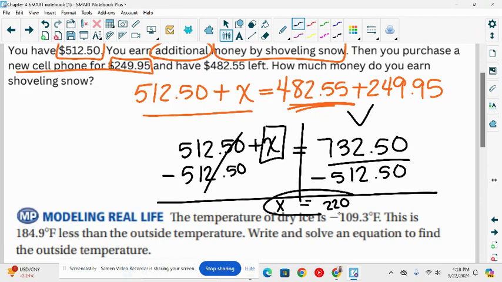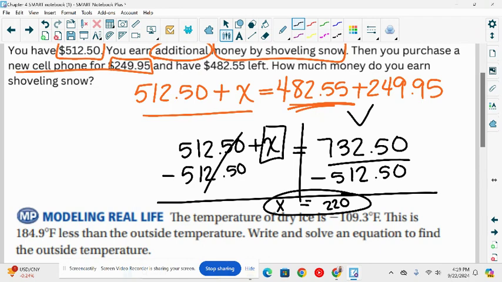So he made, or she made, or whoever made $220 shoveling snow, which is kind of nice. I wish I could make $220 shoveling snow, but we don't have snow around here to shovel, do we? So it makes things a little bit more difficult.